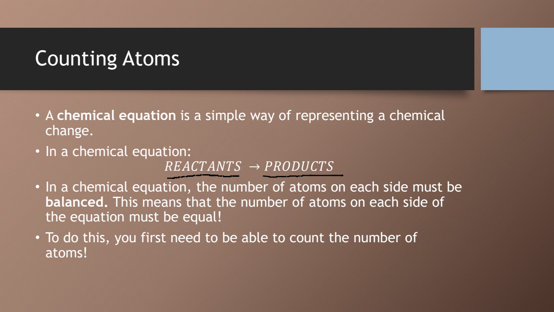In the chemical equation, the number of atoms on each side must be balanced. What that means is if you start off with 5 hydrogen atoms, you'd end up with 5 hydrogen atoms. That doesn't always work with the way that compounds form, and so we have to adjust the coefficients in the chemical reactions in order to make them balanced.